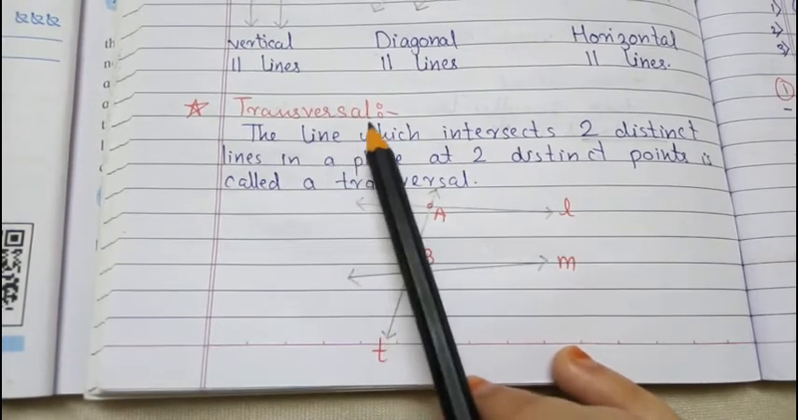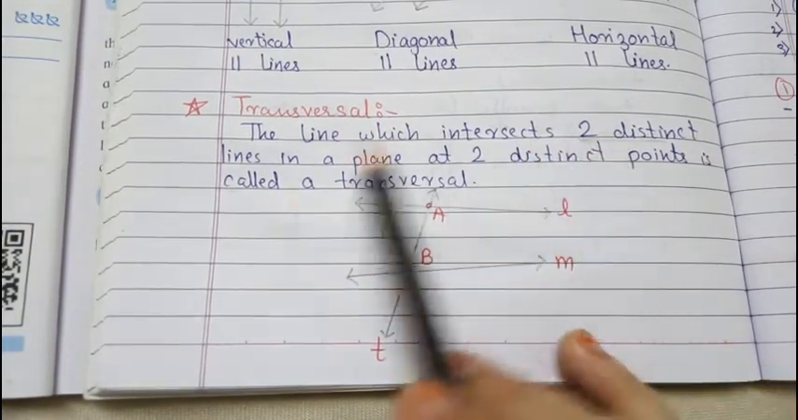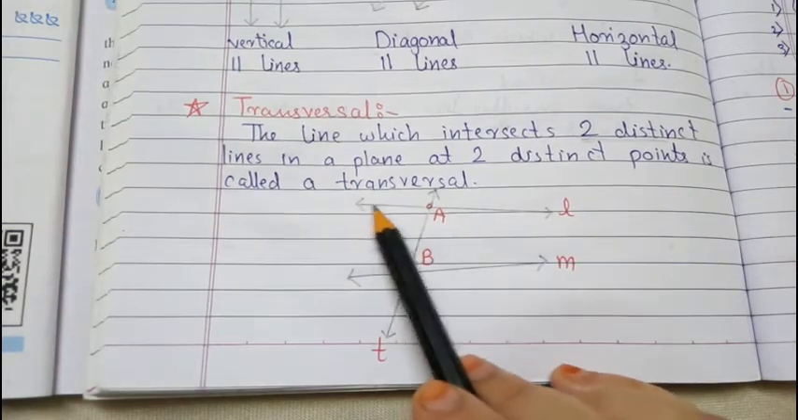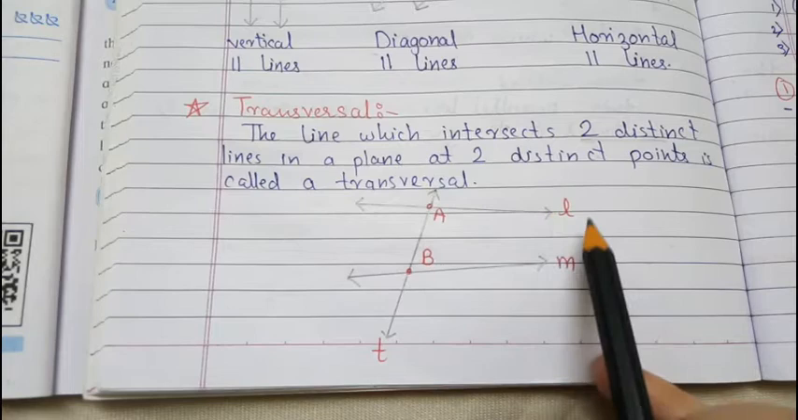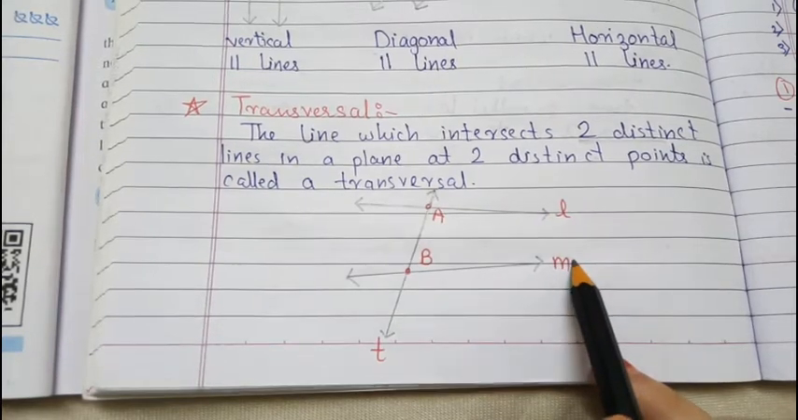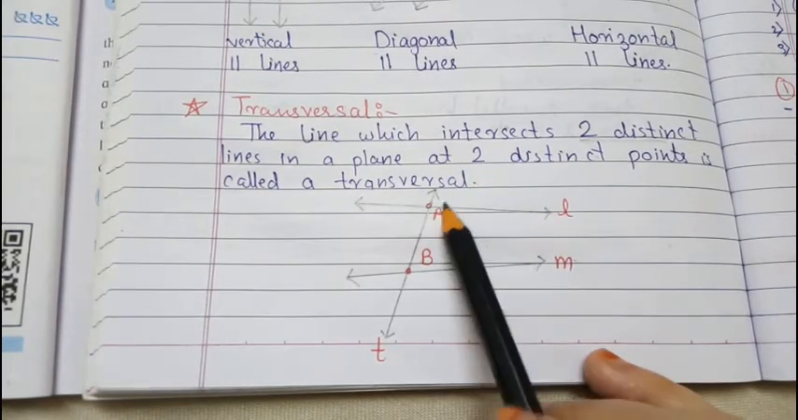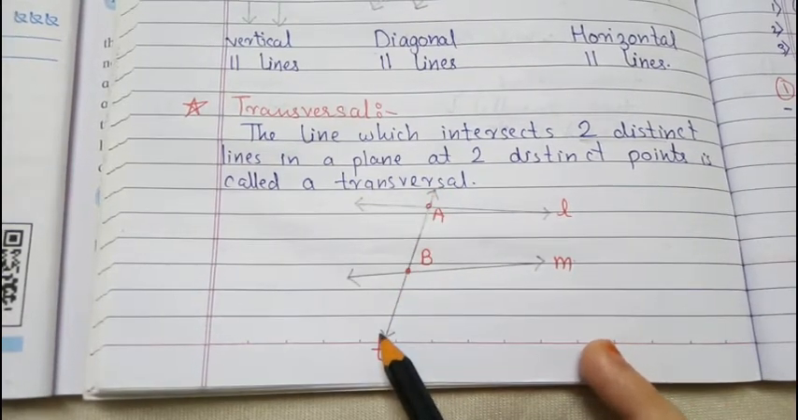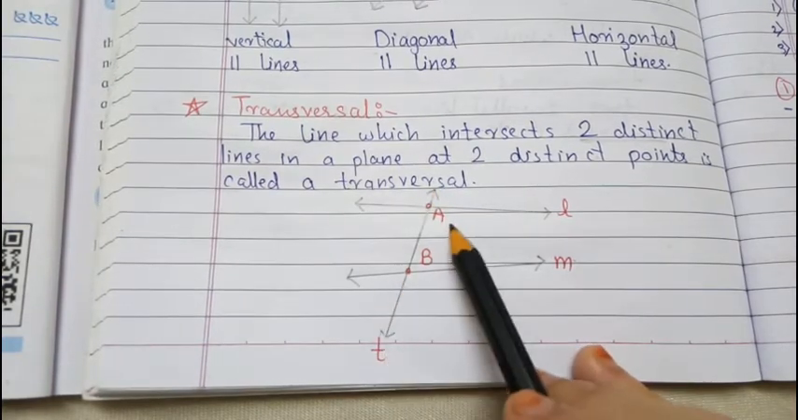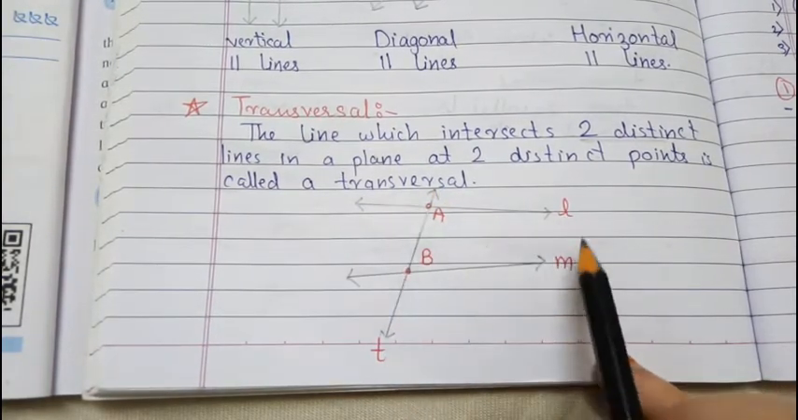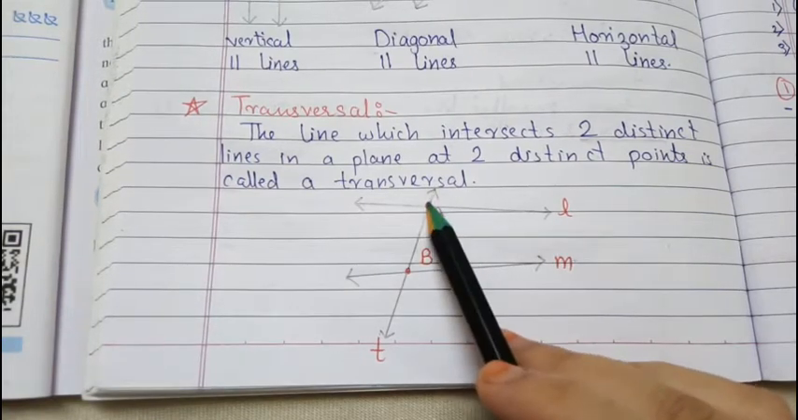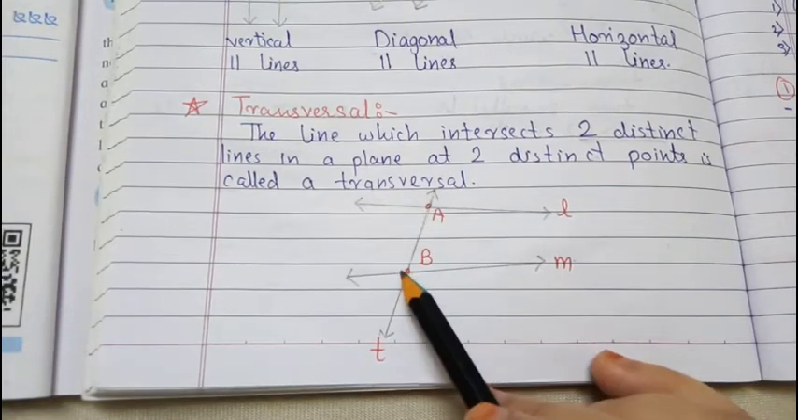So, a transversal line which intersects two distinct lines. Now see, here you can see a figure, right? These are the two distinct lines, line L and line M. And you can see this vertical line, that is line T. So this line T intersects line L and line M at two distinct points, that is point A and B.